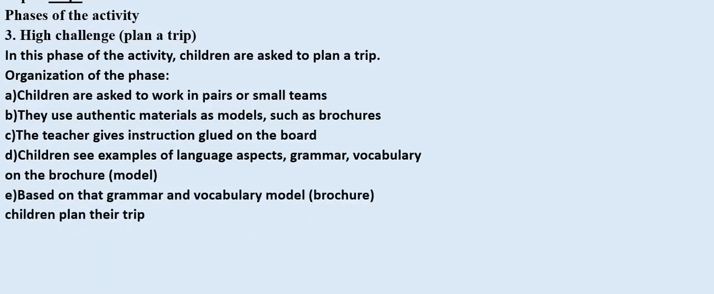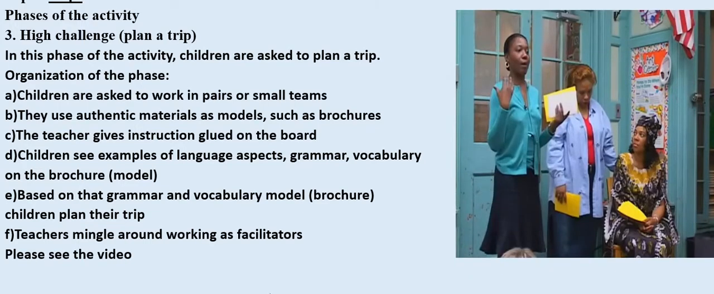Okay, and based on that grammar and vocabulary model, children plan the trip. This is very important. You're going to see how they take the brochures, and based on that, they start planning their trips. Okay, and teachers mingle around, working as facilitators. This is another important part of the process. Okay. Children are not working alone. They are always helped by teachers. Okay, let's have a look at the video.